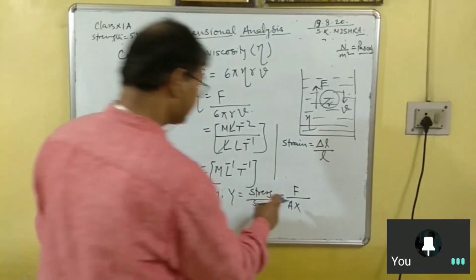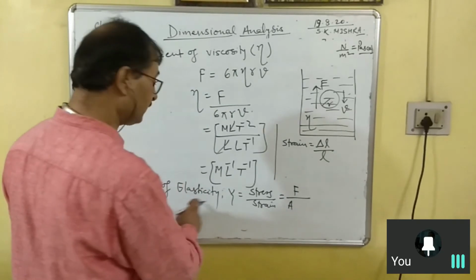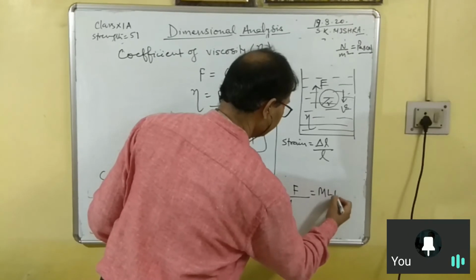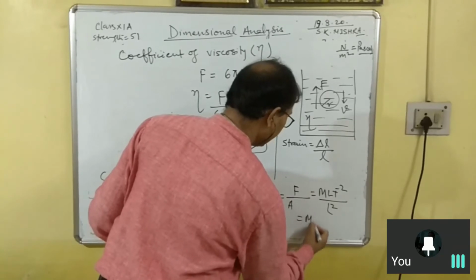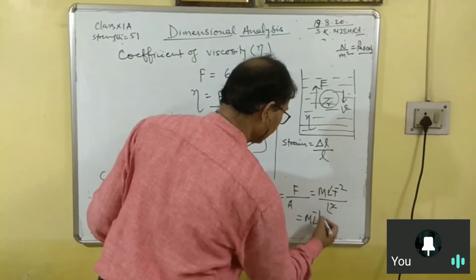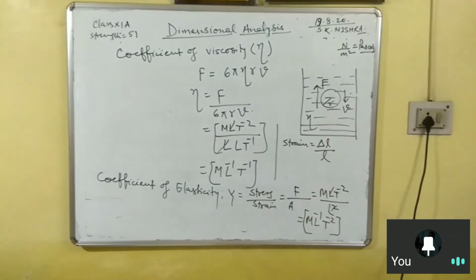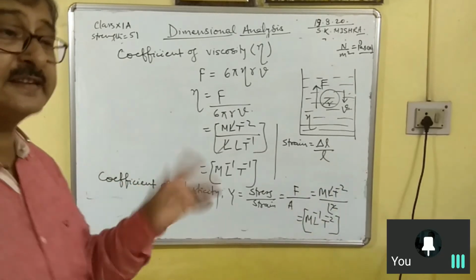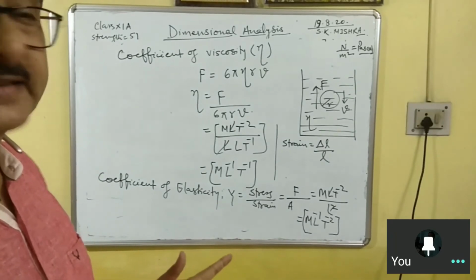Whatever is the dimension of stress will be the dimension of the coefficient of elasticity. Strain has no dimension. So force, M L T to the minus 2, divided by area, L squared. One L will cancel out, so M L to the minus 1, T to the minus 2 is the dimension of the coefficient of elasticity. Remember, coefficient of elasticity, stress and pressure all have the same dimension.